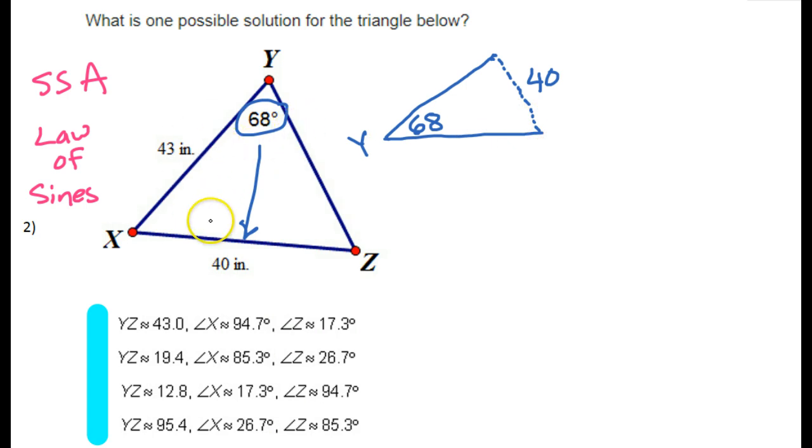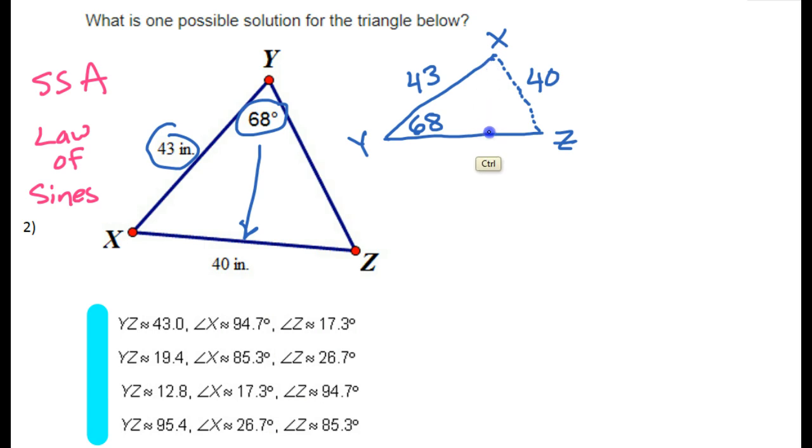Now we're given one other side, and that's this. I always put that side to the left. So I will put that 43 right here. That makes this angle X, right? Because this side with the 43, that's XY. So that means this is XY, and I already have Y, so that must be X. So this must be Z. So this is the way I'm going to draw my picture. This is the way I always draw the picture.